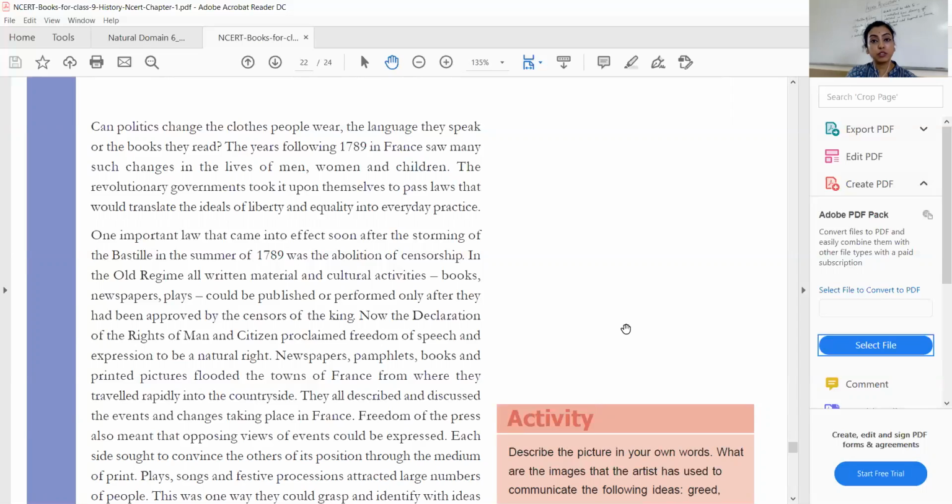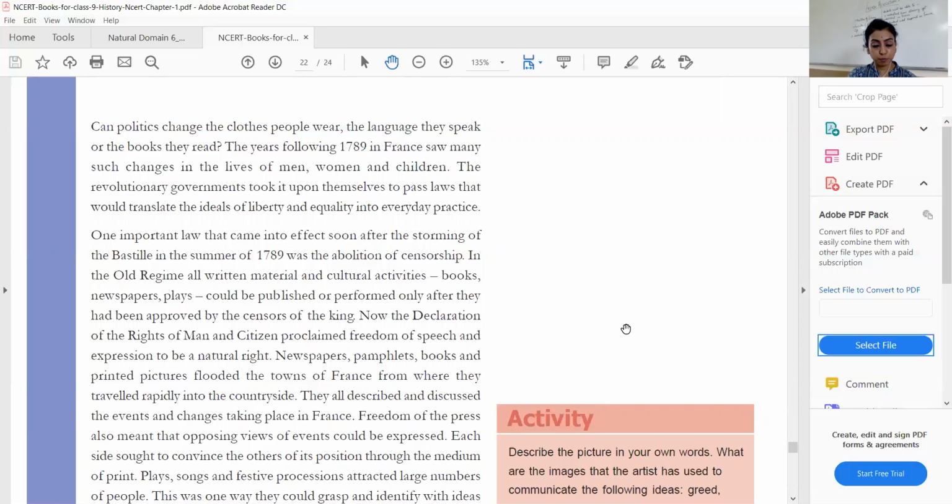Earlier, during the rule of Louis XVI, there was a censor. A censor is someone who will see whether a piece of news can be published or not. All these kinds of rules were abolished. So there was abolition of censorship. Now the Declaration of the Rights of Man and Citizen proclaimed freedom of speech. After the revolution, there was freedom of speech and expression. So it became a natural right.